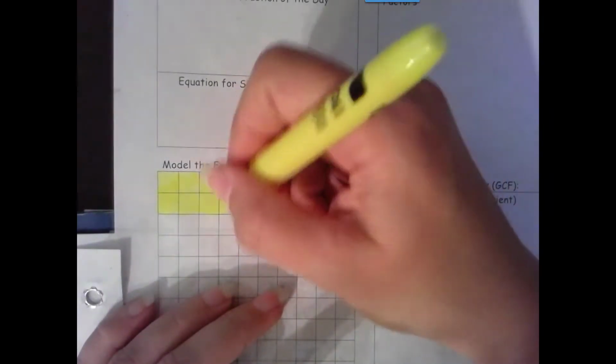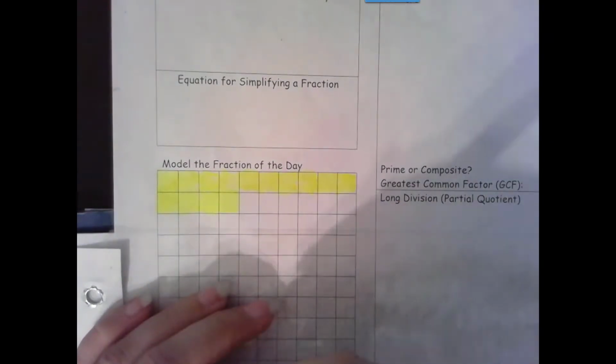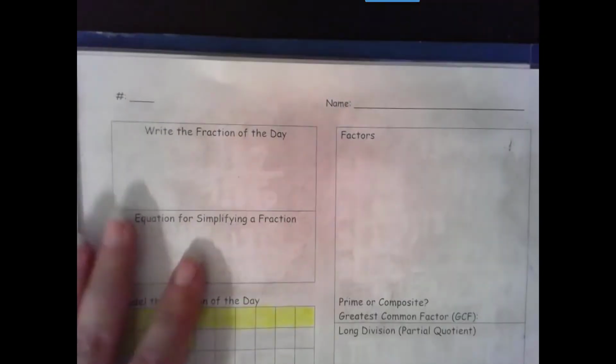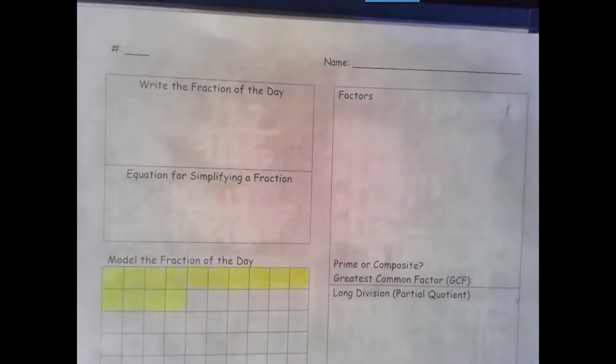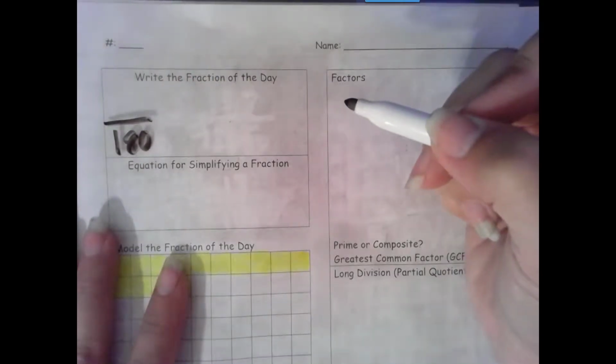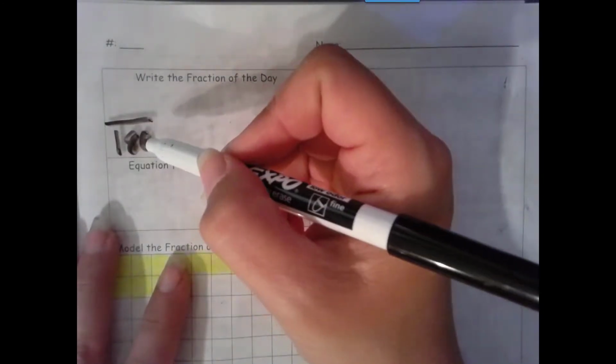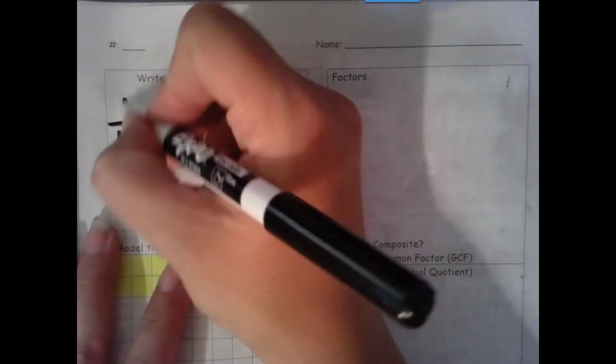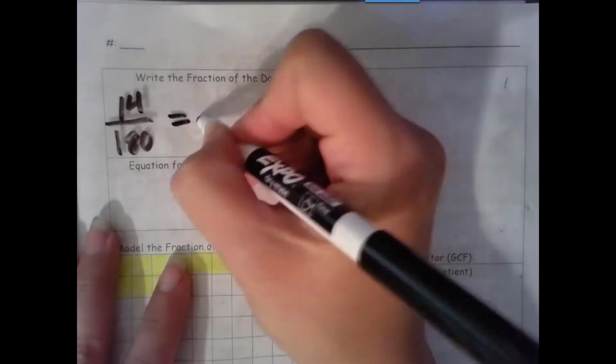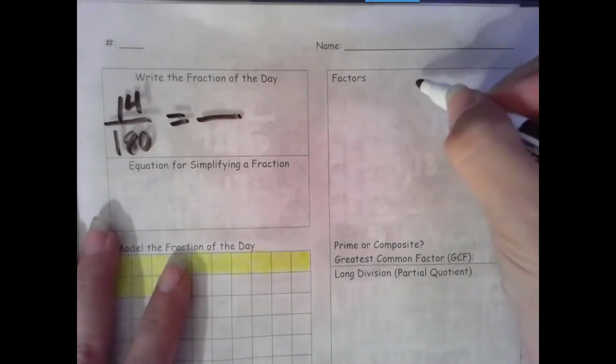Go ahead, fill that in. Our beginning fraction, well, our denominator is always 180 because that's the total amount of school days. Anytime we're having a denominator, it's going to usually be the total amount of something. And we are in day 14. So that's our numerator. I'm going to find the factors of our numerator.